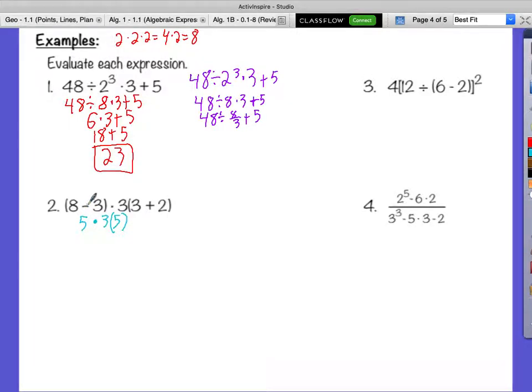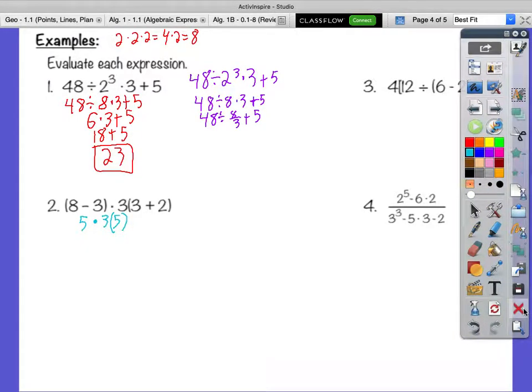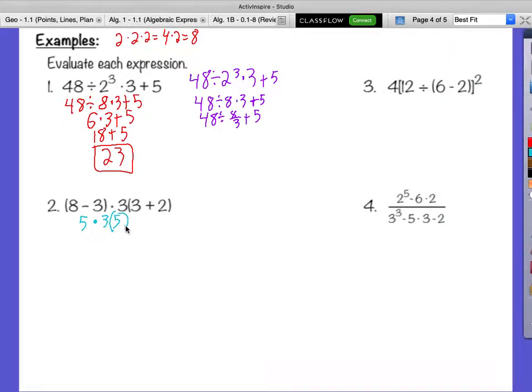Victoria? Because there's a multiplication sign. We still have the symbol here. Okay, do we have a symbol right here between this 3 and this 5? No. So if I didn't write that in there, would it just look like the number 35? Would that be confusing? Yeah, so I did that to clarify that confusion, okay?